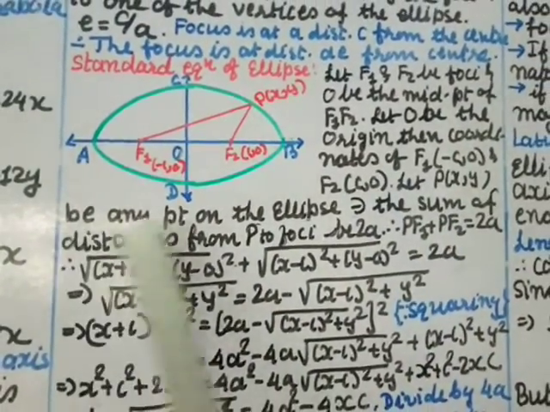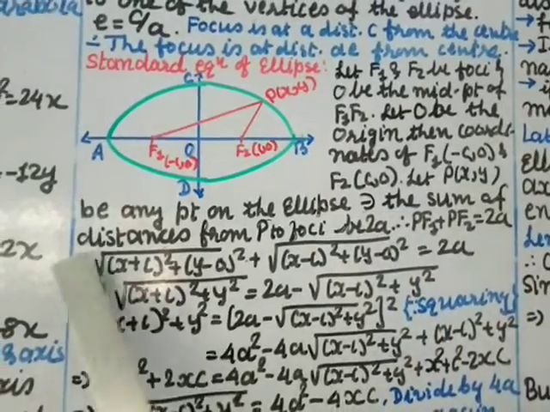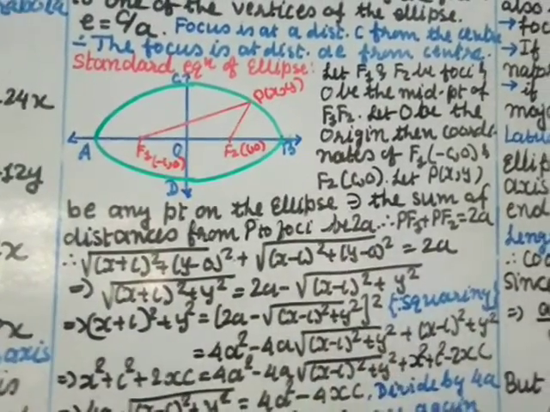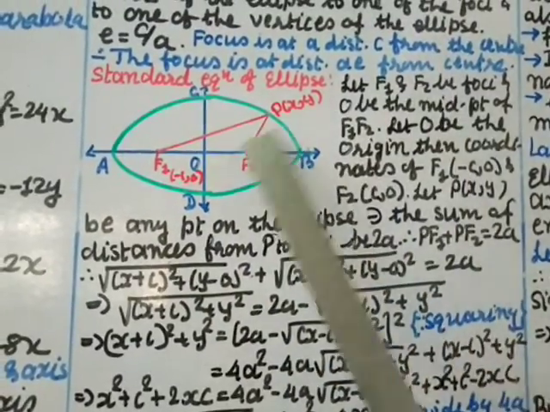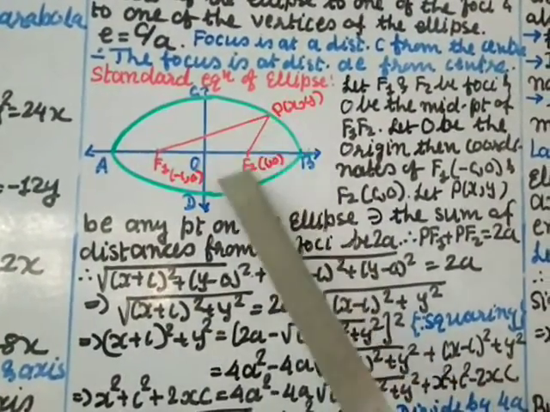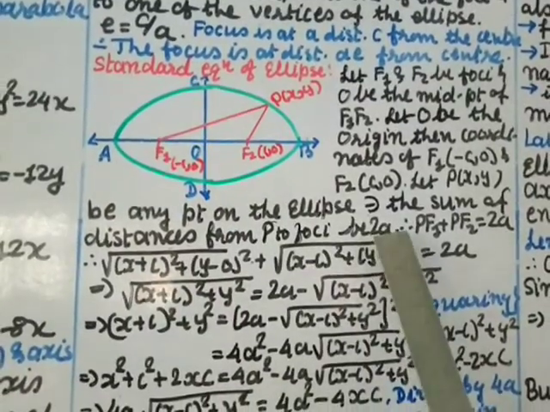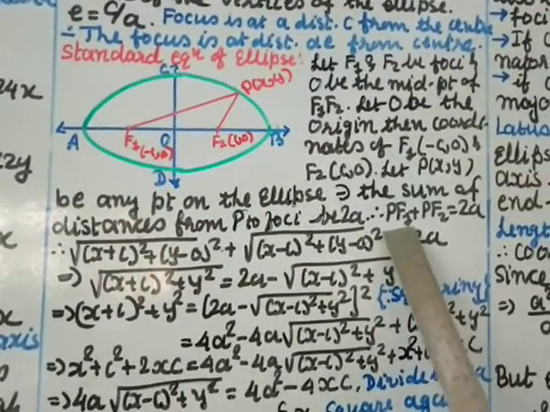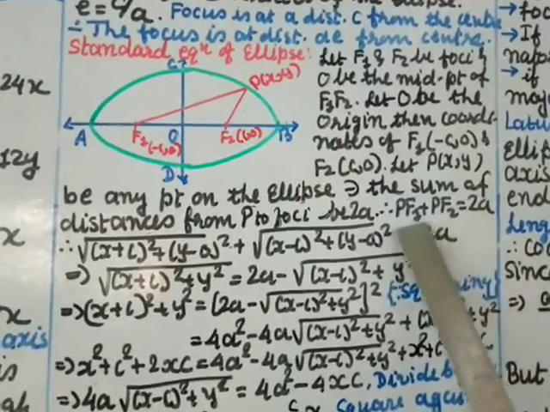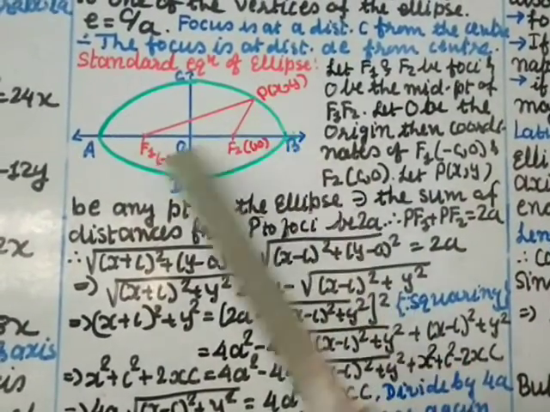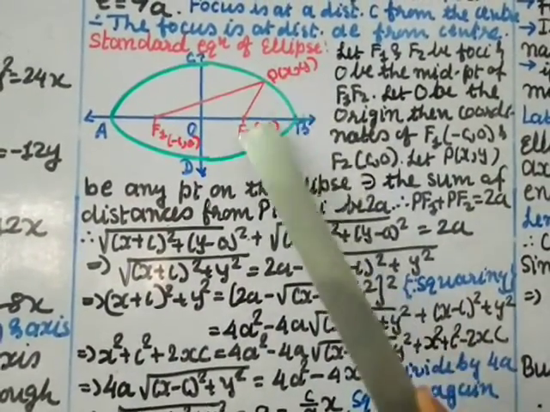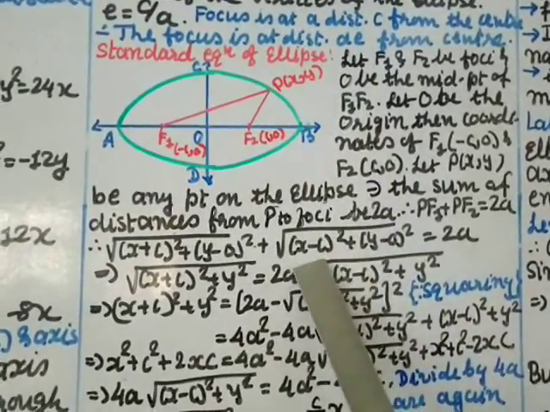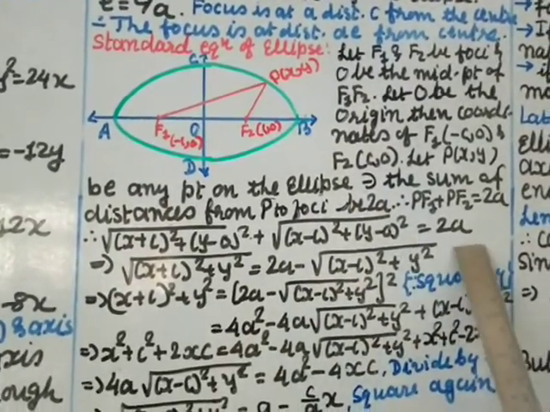Let P(x, y) be any point on the ellipse such that the sum of distances from P to the foci is 2a. So we take point P(x, y) on the ellipse such that the sum of its distances from F1 and F2 is equal to 2a. So PF1 plus PF2 is equal to 2a. PF1 by the distance formula is the square root of (x plus c) whole square plus (y minus 0) whole square, plus PF2, the square root of (x minus c) whole square plus (y minus 0) whole square, equal to 2a.